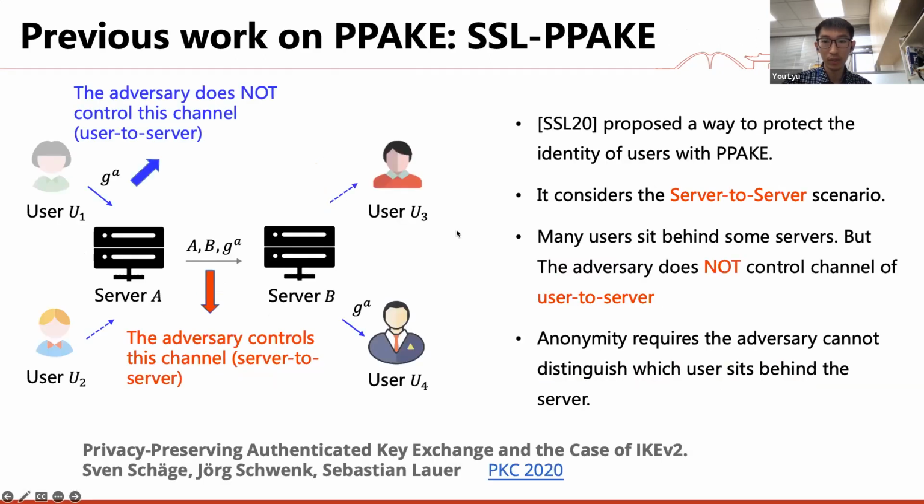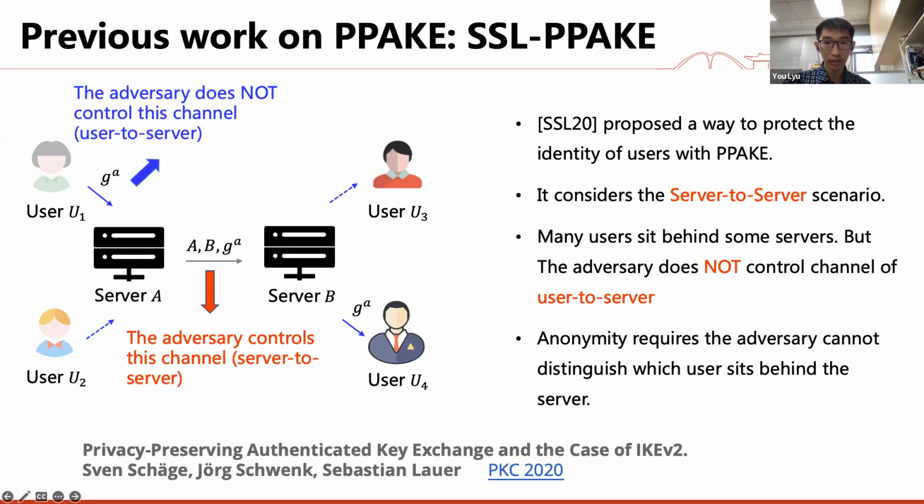To solve this problem, SSL20 proposed a way to protect the identity of users with PPAKE. It considers the server-to-server scenario. Let's focus on the left figure. In a server-to-server setting, both the initiator and the responder are agent servers, and behind each agent server, there sit many users. The adversary controls the server-to-server channel, but does not control the user-to-server channel.